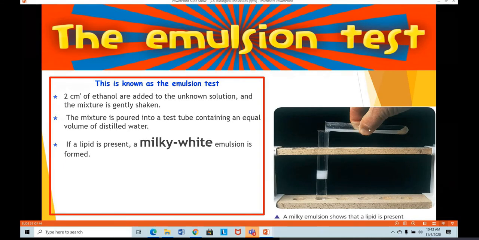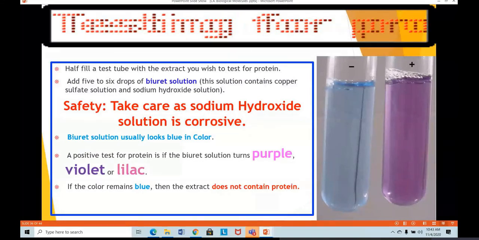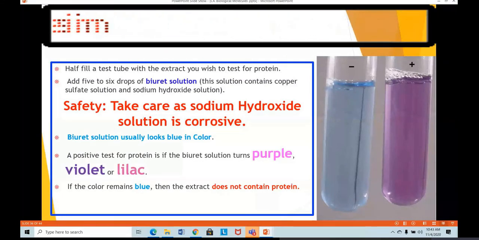So meaning, along with the ethanol over here, any vegetable oil has been mixed, shaken, and added to this distilled water. When you see this milky white emulsion being formed, it proves that this particular oil or anything which you're using over here contains the lipid. So this is how you test. The test is known as an emulsion test, which is conducted in order to check the presence of lipids or fats in the food.